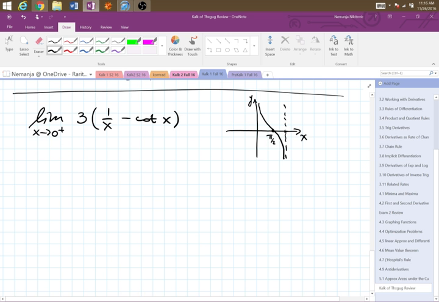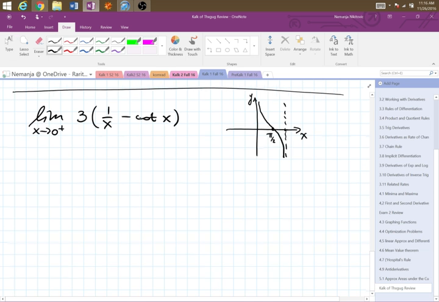And we can clearly see that at 0, from the right, we have infinity for cotangent, and then 1 over 0 also infinity. So we have infinity minus infinity case.